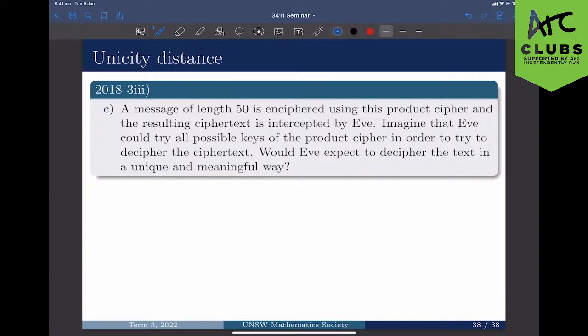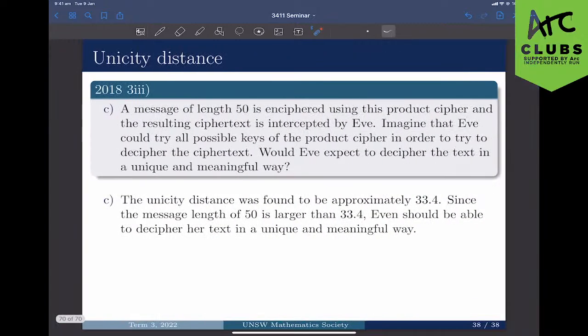So just going back to the definition of unicity distance, there's a lot of terms that we heard. So we heard, given you try all the possible keys, is she able to decipher the text in a unique and meaningful way? And that's determined by the unicity distance, which we calculated to be approximately 33.4. And since Eve is given a text message that has length 50, theoretically she should be able to decipher her text in a unique and meaningful way.